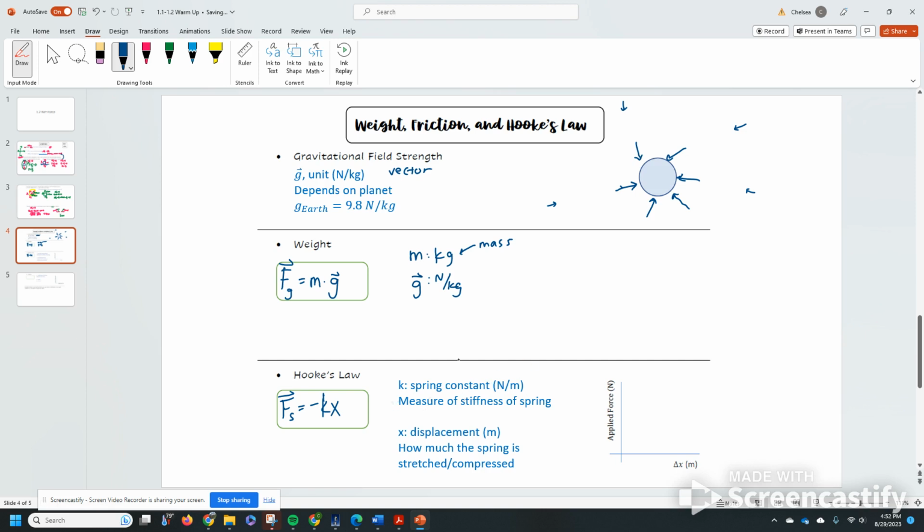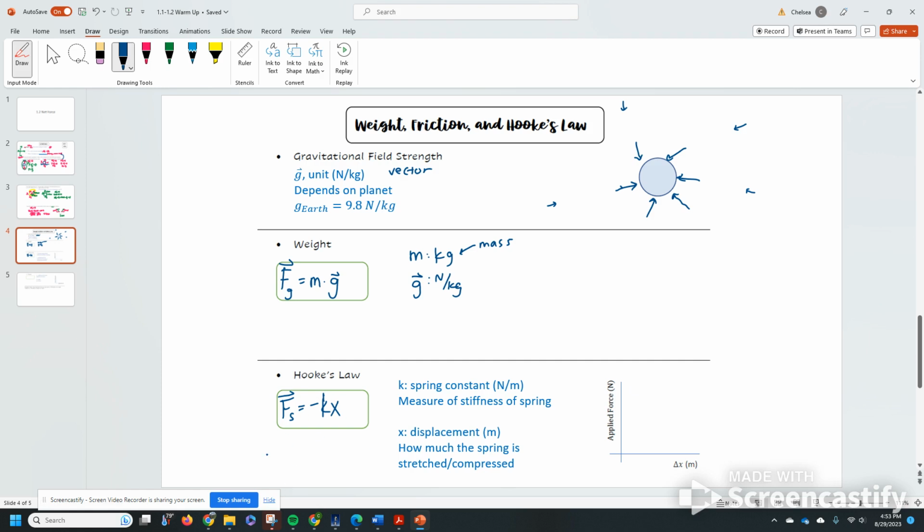So if you imagine a little spring inside of a pen compared to the spring in the suspension of your car, those are very different. And that could be measured with the spring constant k. And x is measuring the displacement of the spring. So how much is the spring stretched or compressed from its natural state?